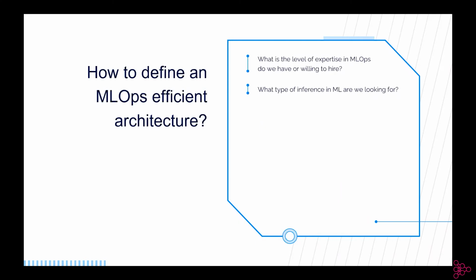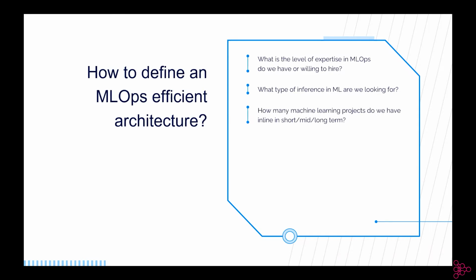Another important question to ask is what type of machine learning inferencing are we looking for? Are we in front of an inference that requires microservices? We talk about streams. Are we talking about scripts or scoring against the database and so on?